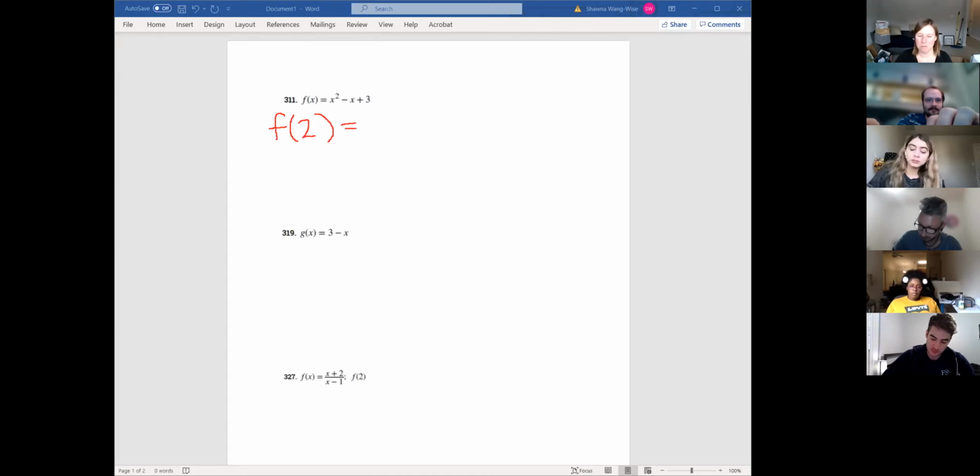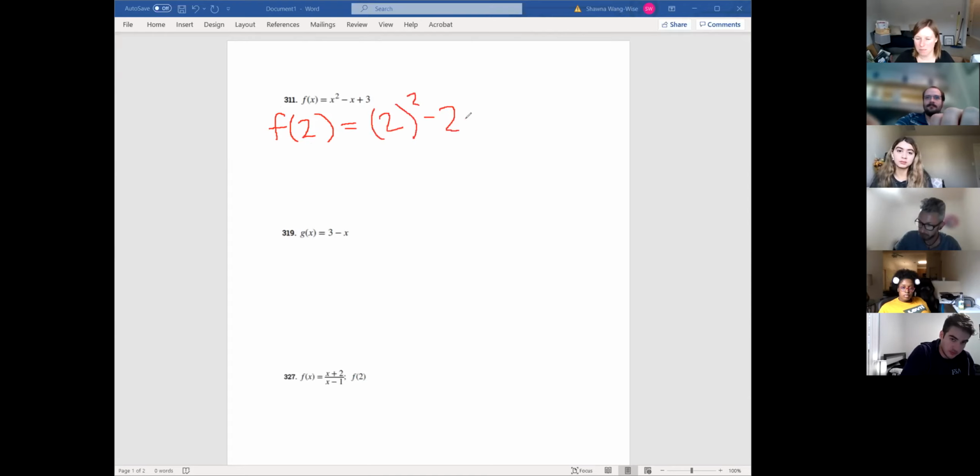For 2, I write out the whole equation first, it helps me read it better. F of x equals x squared minus x plus 3. Then I just plugged in 2. I put 2 in parentheses, so it's 2 squared minus 2 plus 3. Then it's 4 minus 2 plus 3, and that equals 5.